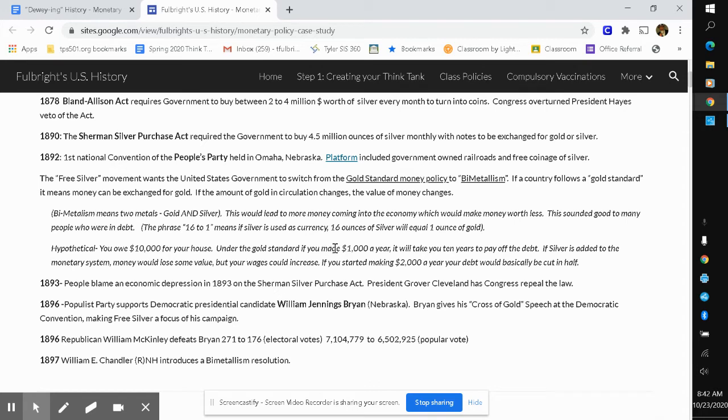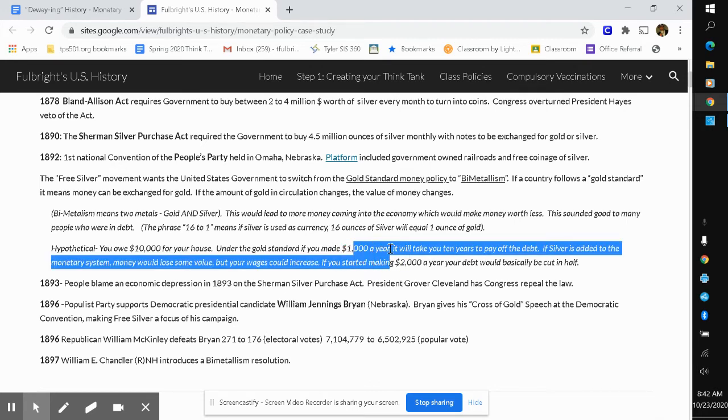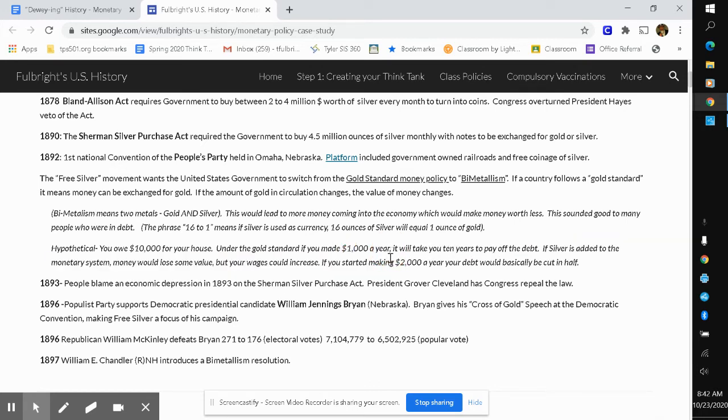$100 and you ended up making $1,000 a year, under inflation, you're going to start making $2,000 a year. This is basically going to cut your debt in half. Hopefully that makes sense. Farmers liked the idea of inflation because it would make it easier for them to pay off their debts.